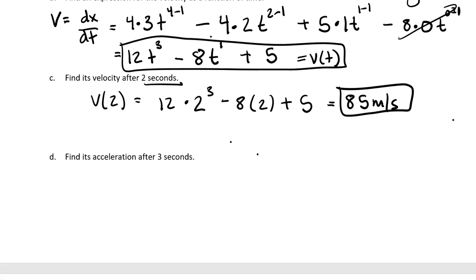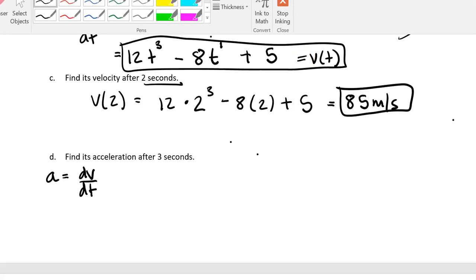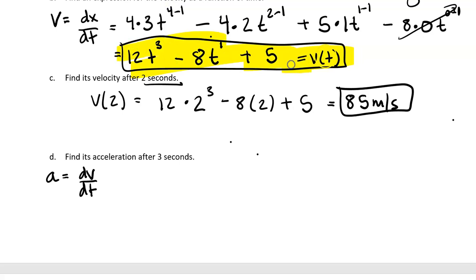So the next thing asks for its acceleration after 3 seconds. Okay, so we found the velocity function. We know acceleration is just the derivative of velocity, or you could say it's the second derivative of position. So you take the derivative of position twice. So let's go ahead and take the derivative of this function we already found.